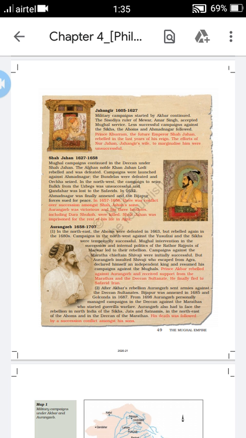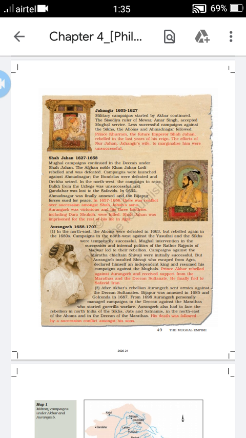In 1657-1658, there was a conflict which was won very successfully by Shah Jahan's son Aurangzeb, and his three brothers, including Dara, were killed. And Shah Jahan was imprisoned by his own son in Agra.